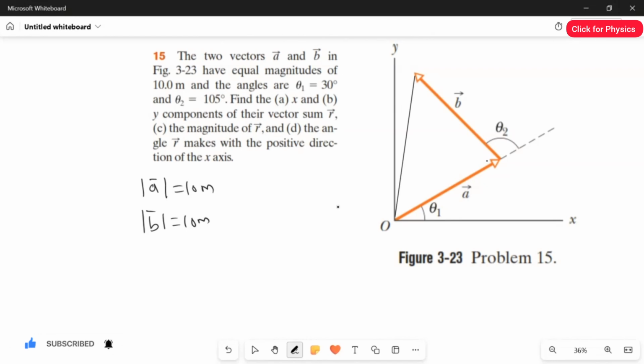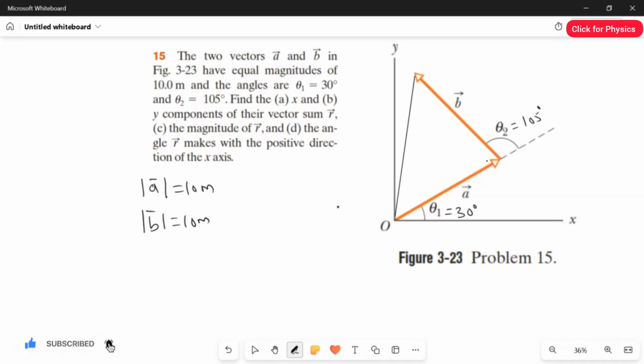That means the angle theta 1 is 30 degree with respect to the x-axis, and theta 2 is 105 degree with respect to this dotted line, not with respect to x. Here the diagram is given based on this dotted line. Now by using these magnitudes and angles, we are going to find the x and y components of their vector sum. That means we have to add vector A and vector B.